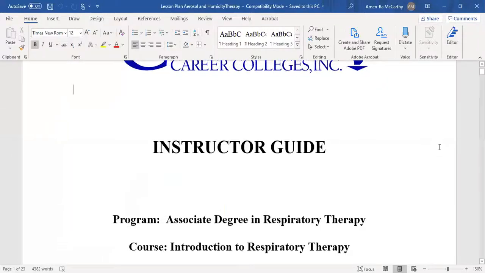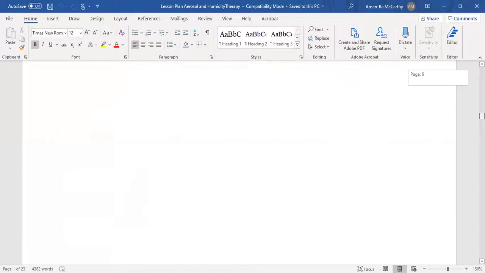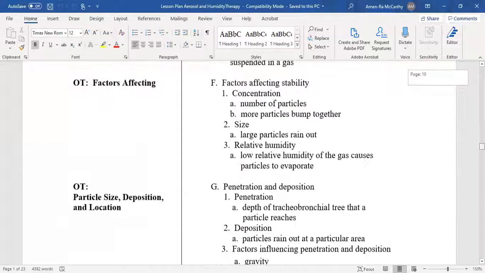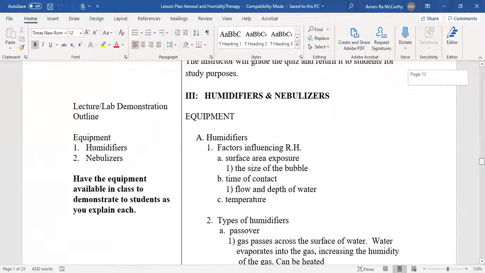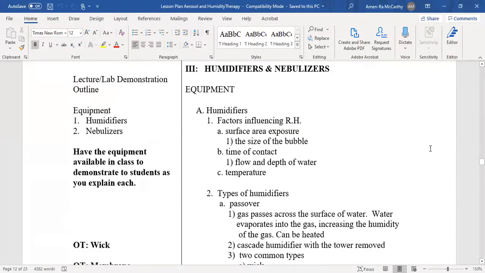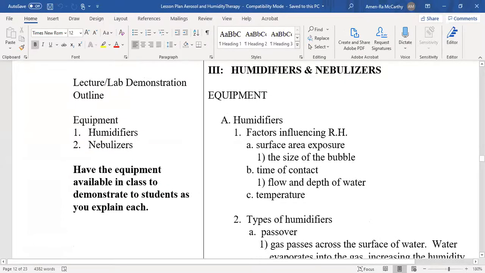All right, pick up where we left off yesterday. Humidifiers and nebulizers. So you have humidifiers and you have nebulizers, okay? Sometimes they overlap in what they do for you, but they're still different, okay? Humidity you cannot see. Aerosol you can see.